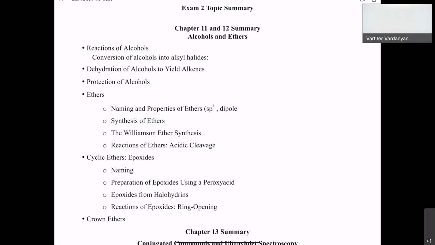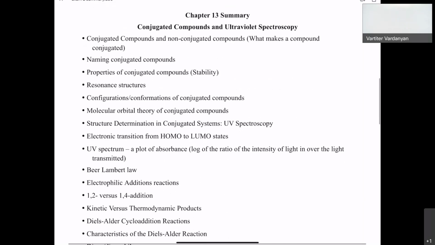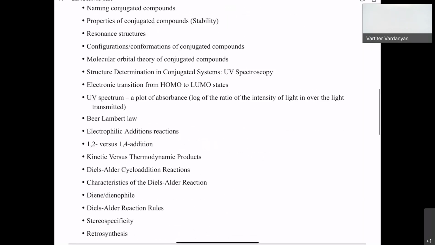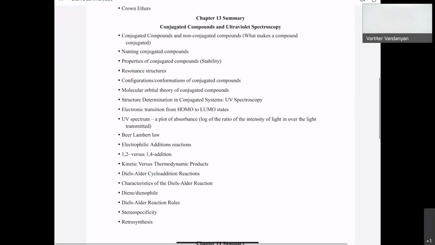Yeah, I think there'll maybe be like 5 total questions, if that, for 11 and 12. Then 13 is kind of long, but don't let this list freak you out. It is a lot of easy stuff.